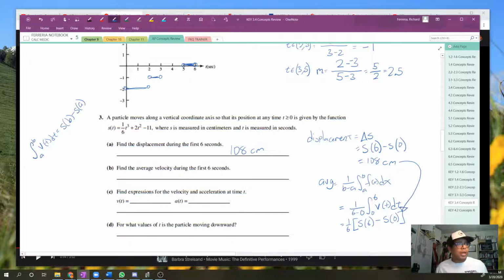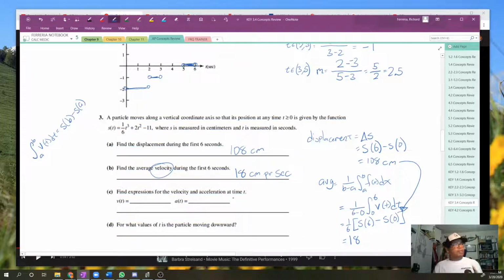It's 108. So what is 1/6 of 108? It's 18. So let's write that here, 18. What units should we use? Well, it's going to be the same units as velocity. Velocity is in centimeters per second.